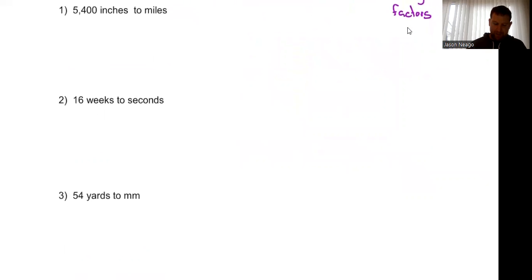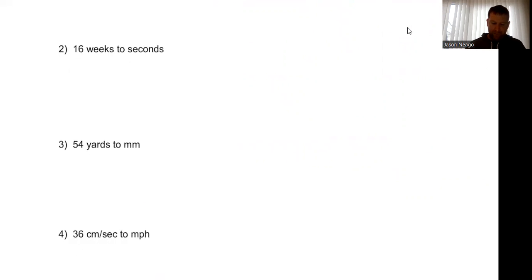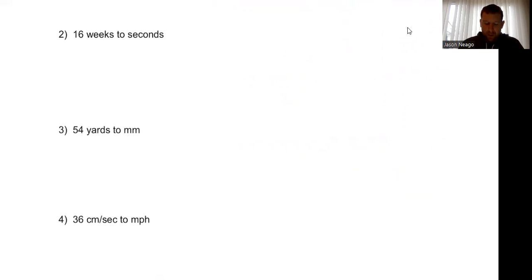Let's look at question number 3. If I wanted to go from 54 yards to millimeters, the first thing I need to do is figure out what conversion factors I need. There are actually a few. To get from yards to millimeters, I want to convert from yards to feet, then feet to inches, then from inches to centimeters, and then from centimeters to millimeters.